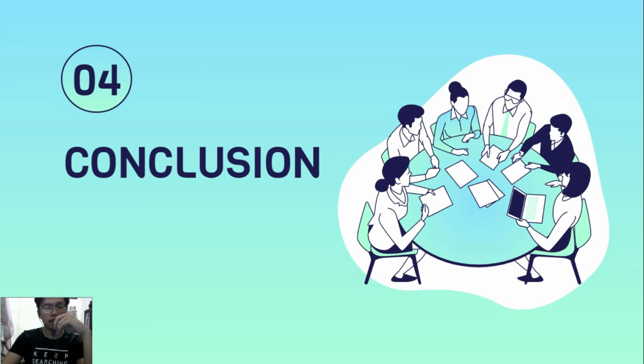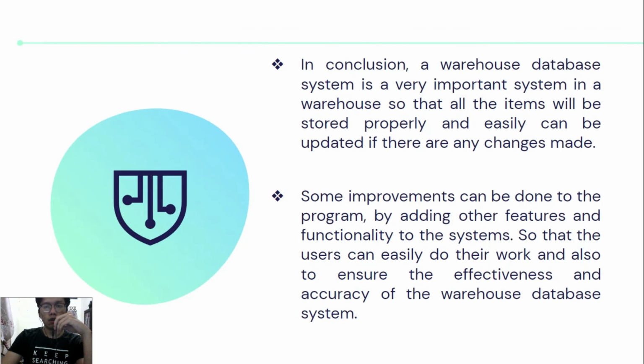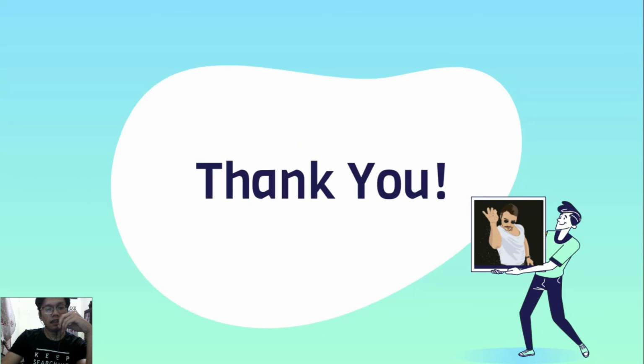And last but not least, the final part of our presentation is the conclusion. So in conclusion, a warehouse database system is a very important system in a warehouse so that all the items will be stored properly and easily can be updated if there are any changes made. And some improvement can be done to the program by adding other features and functionality to the system so that the user can easily do their work even more properly and also to ensure the effectiveness and the accuracy of the warehouse database system. So I think that's all from us.